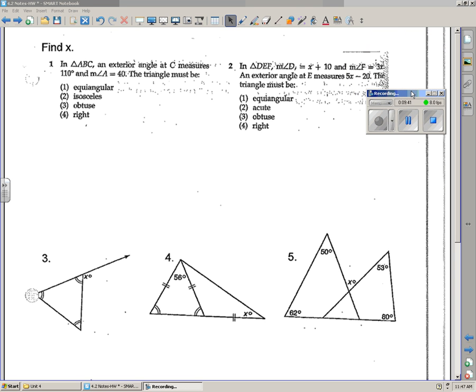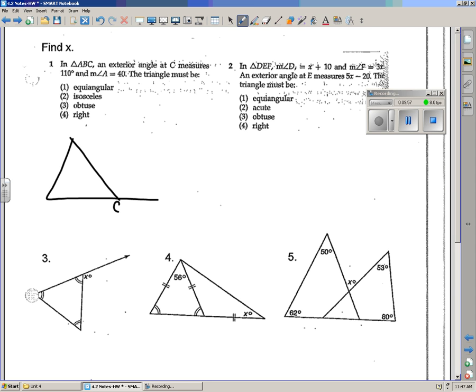Okay, so the first one: in triangle ABC, an exterior angle at C measures 110, and the measure of angle A is 40. The triangle must be... Well, you're going to have to draw a picture. I know I've got an exterior angle, so I'm just going to draw a triangle with an exterior piece. I know that the exterior angle is at C, which means A and B, it doesn't matter where you put them. So I'm just going to put A over here and B over here. Doesn't make a difference. But the exterior angle at C is 110.